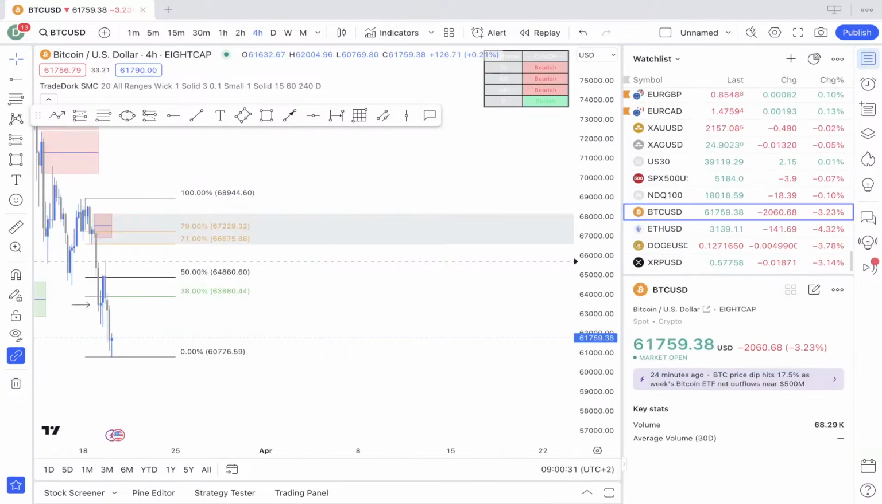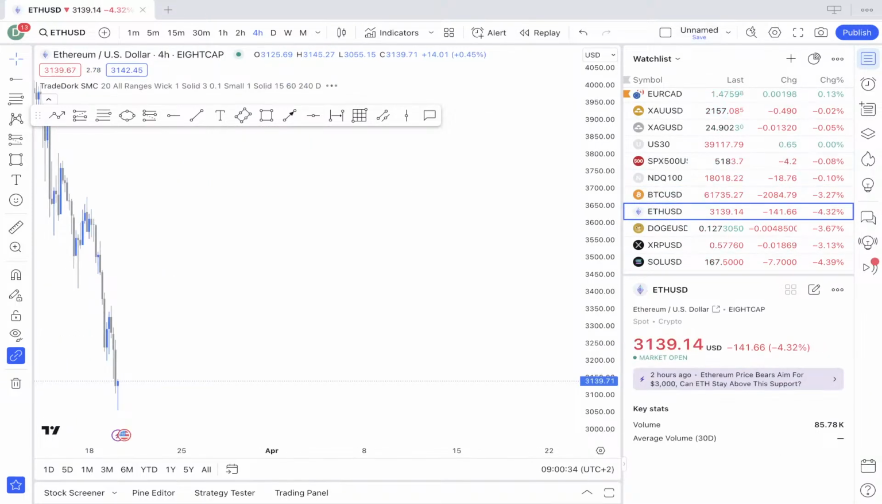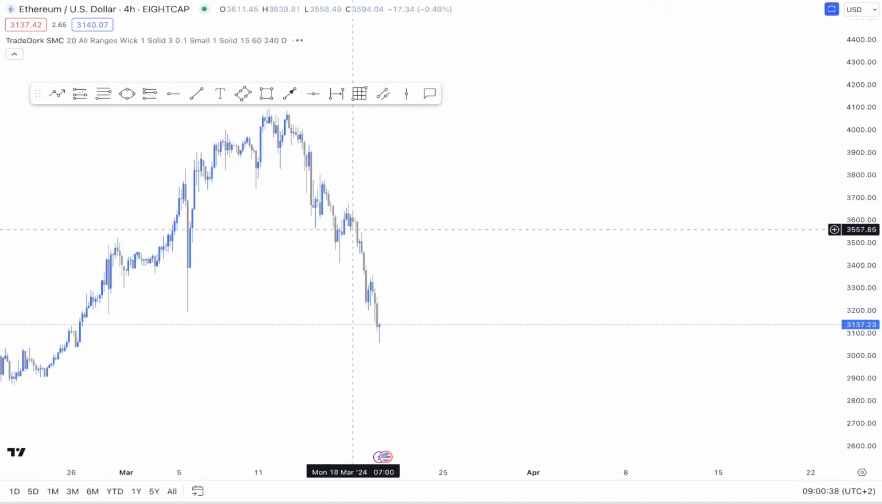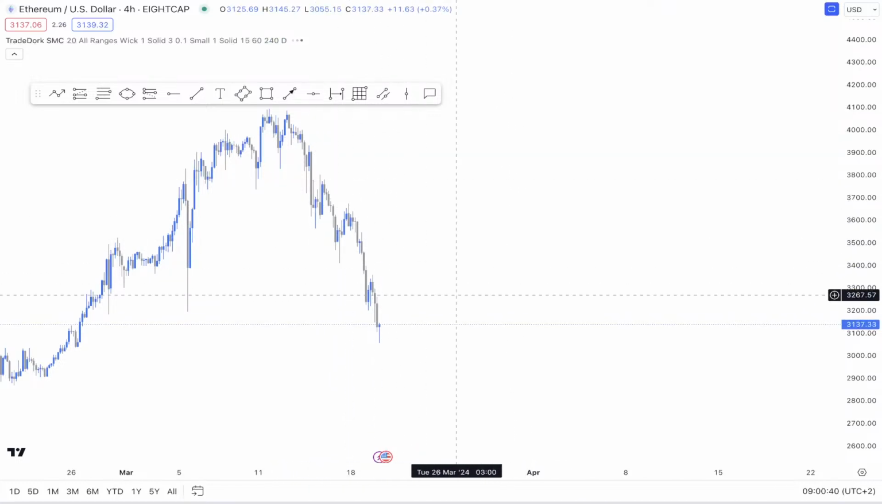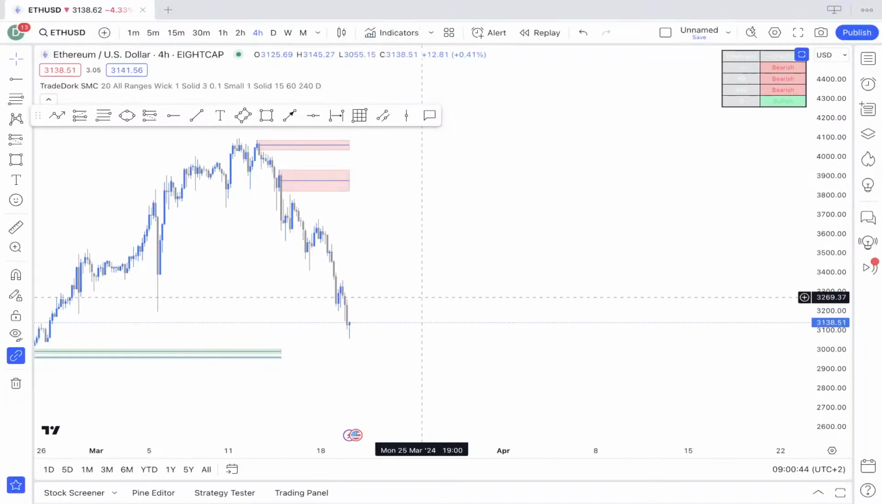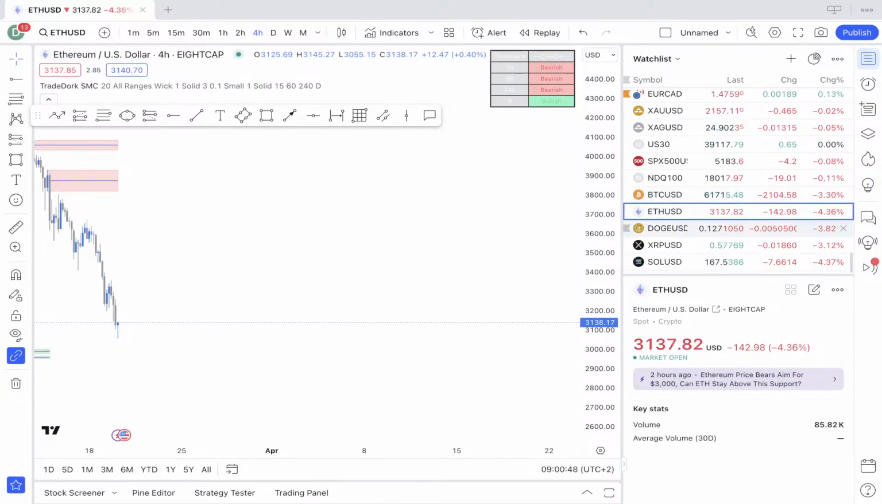Next up, we have Ethereum. On Ethereum, I wasn't able to identify anything. Price action is looking pretty bearish right now, but unfortunately, I cannot see a valid range that we could trade. Hence why we'll just keep it simple. And as always, I'm just going to wait for some fresh structure.